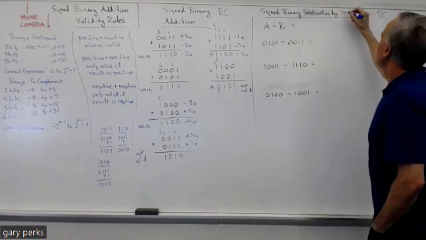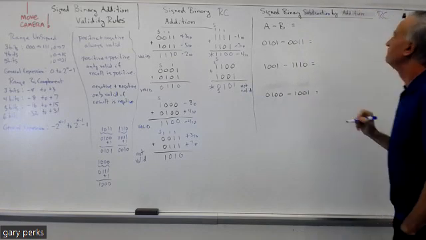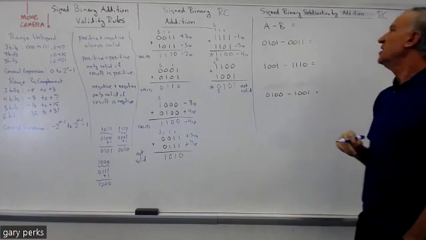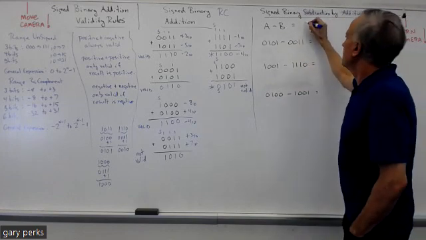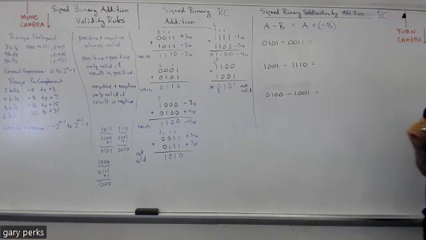Signed binary subtraction by addition. Okay, so you all know that A minus B is the same as if I take A and add it to the negative of B. Learned that way back in, I don't know, probably 4th grade or something, or even earlier.